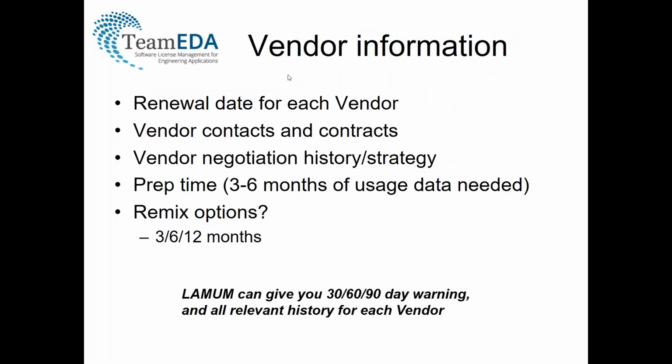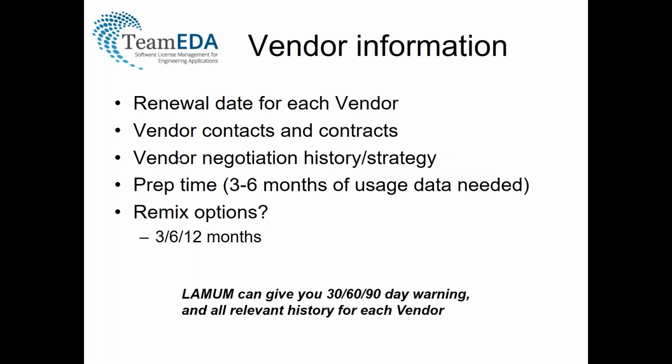Under the category of vendor information, you're going to want to know the renewal date for each vendor, and it could be different. Again, depending upon how many vendors you have. If you have 10 different vendors, you might have 10 different renewal dates, and you need to keep track of those renewal dates and be prepared. You need to know who the contacts are for each vendor. Being able to centralize and share that information would be very useful. And then each vendor, you have a different set of contracts and documents. So being able to centralize and share the relevant vendor contracts might be useful.